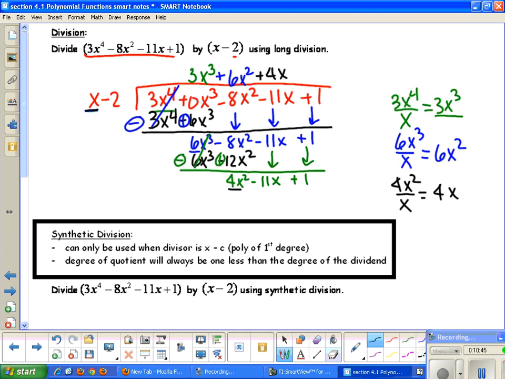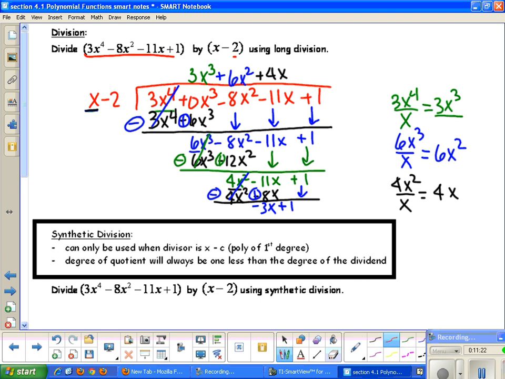Now I take that 4x and multiply it by x first. So 4x times x is 4x squared, and line it up. And then 4x times negative 2 gives me negative 8x. And then the next step, don't forget to change your signs. So this would be minus, and this changes to plus. These two terms cancel out, and then negative 11x plus 8x gives me negative 3x, and then bring down the 1. And then, of course, my process starts all over again.